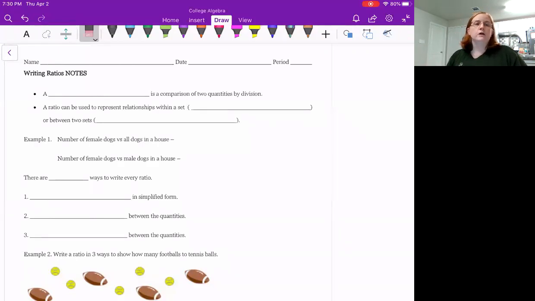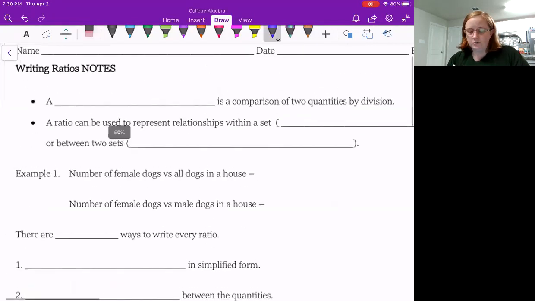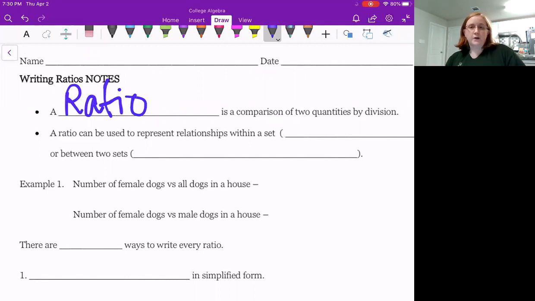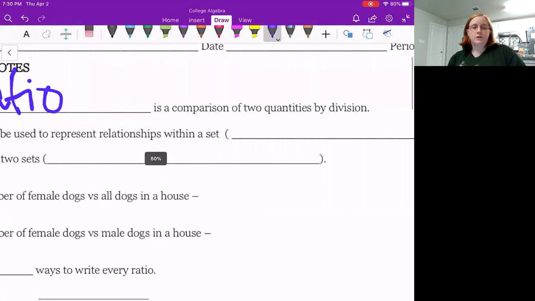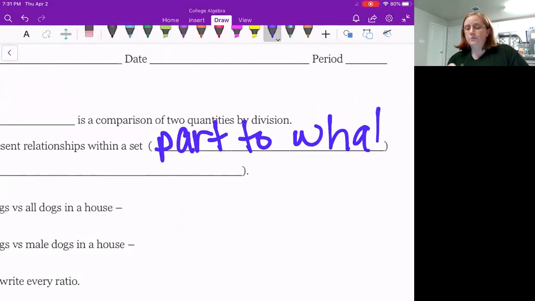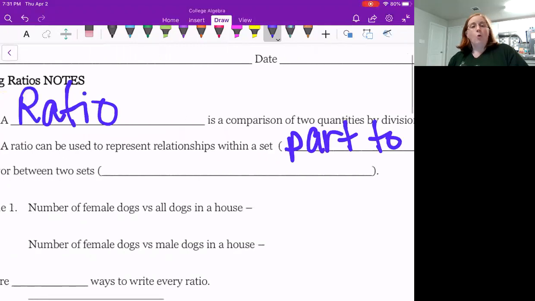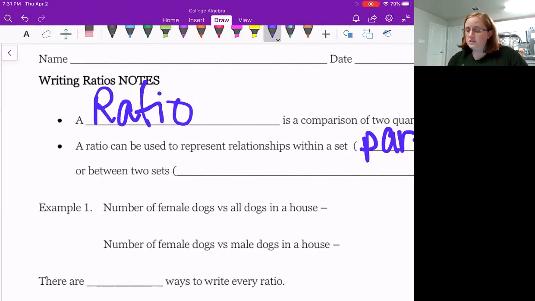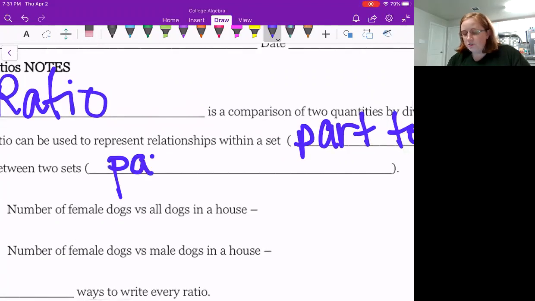So with that being said, we're going to go ahead and look at our next topic, which is writing ratios. Looking at ratios, specifically, a ratio is a comparison of two quantities using division. So a ratio can be created and used to represent relationships within a set. Meaning part to whole, which means you're comparing a part of the group to the whole entire group, all right? Or your comparison could be between two individually separate sets, which is what we call the part-to-part ratio.